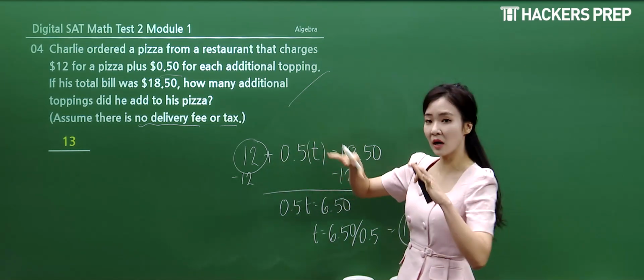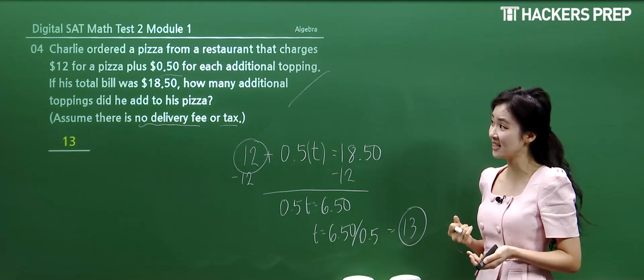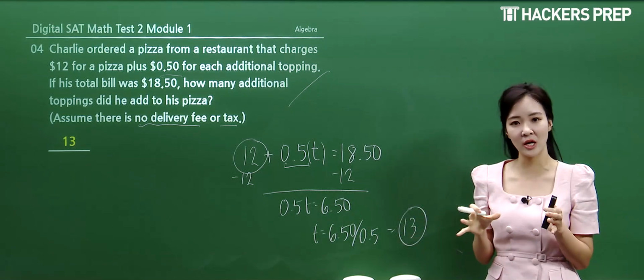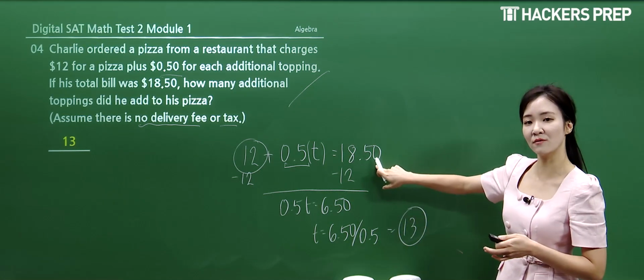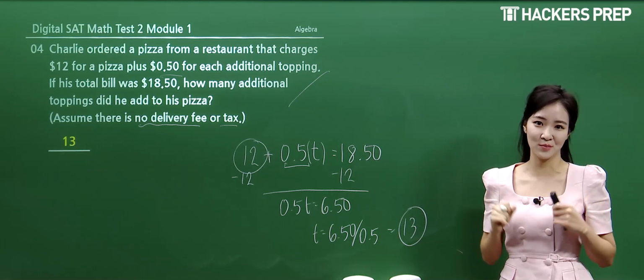But then I guess on top of that, he added 13 additional toppings to make the pizza tastier, right? And that cost him an additional 50 cents or 0.5 per topping. And with that, with a total of $18.50, we were able to get that the additional toppings he added was 13 overall.